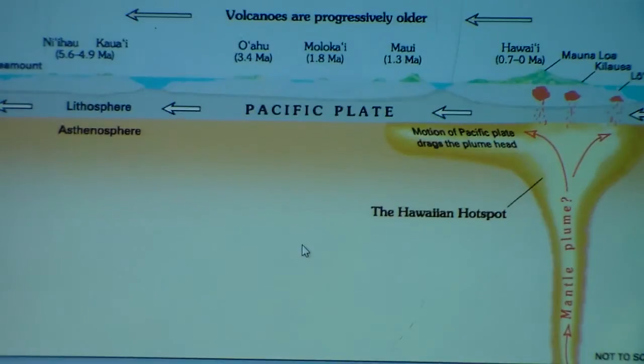Okay, this is another great look at the Hawaiian hotspot. See the mantle plume coming up there, being driven by the pyramids in Giza. You've got Kilauea, Mauna Loa, Hawaii, Maui, Molokai, Oahu. Anyway, it doesn't really matter. This is just giving you a graphic idea of what's going on.